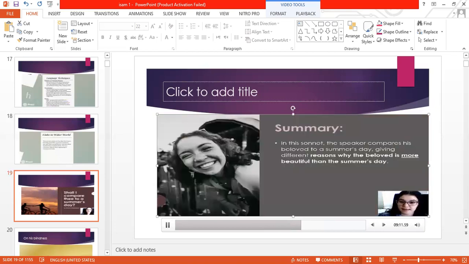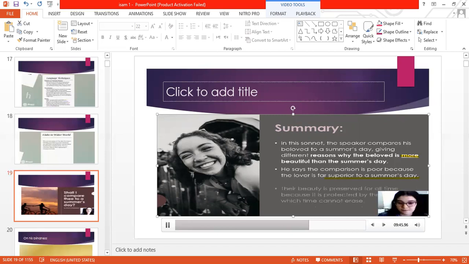Okay, the summary of the poem. In the sonnet, the speaker compares his beloved to a summer's day, giving different reasons why the beloved is more beautiful than the summer's day. He says that the comparison between his lover and a summer's day is poor because his lover is far superior. The comparison does not live up to standard because she or he is far more beautiful.